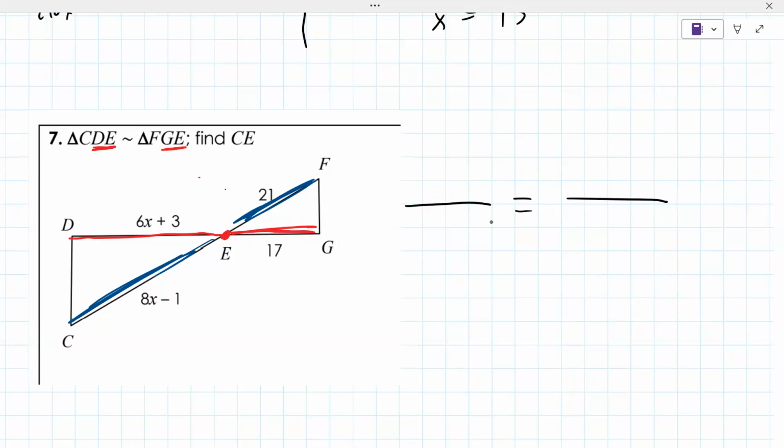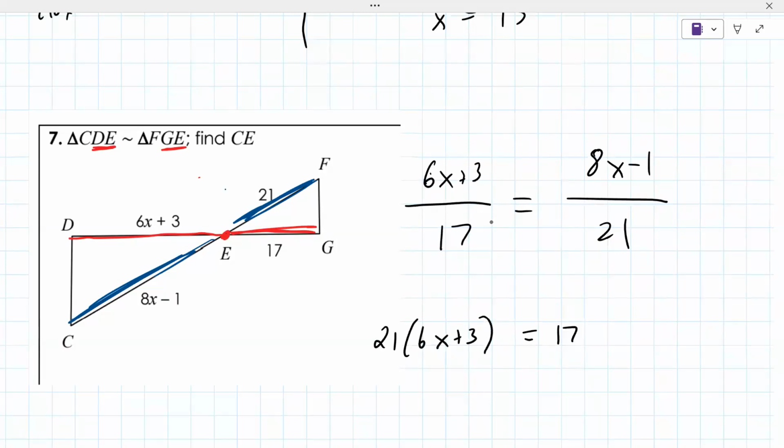Okay, so 8x minus 1 top left, and then 6x plus 3 top right. 17 bottom left. And then 21 bottom right. Okay, very good. So we're gonna diagonally multiply here. So I'd like you to do that multiplication for us, please.